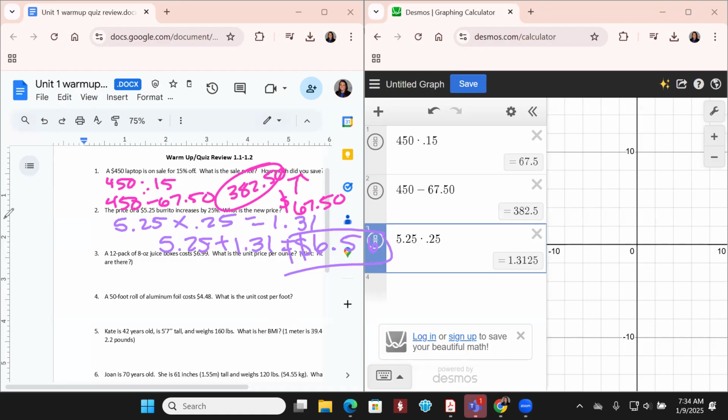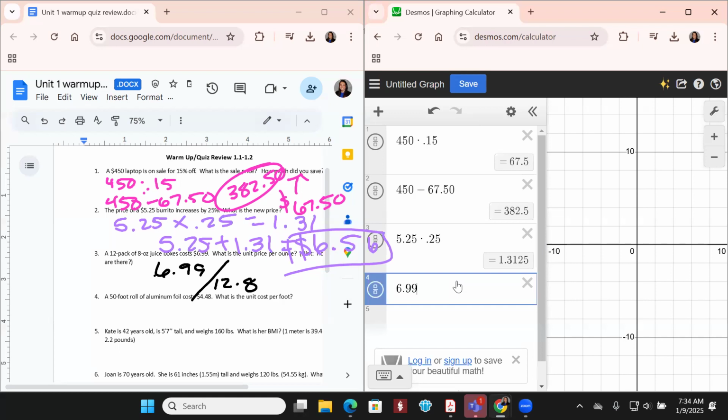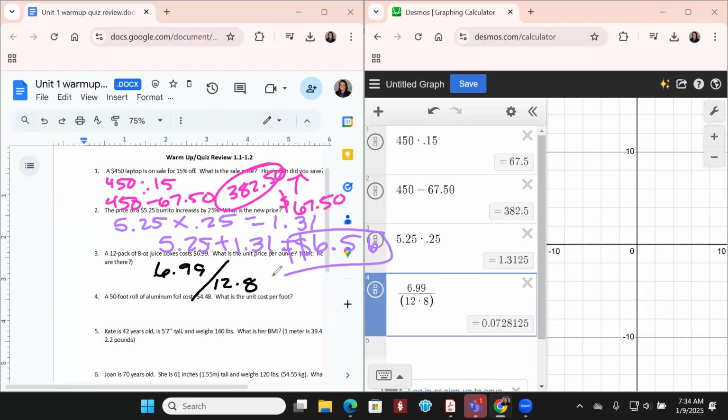Number 3, a 12-pack of 8-ounce juice boxes costs $6.99. What is the unit price per ounce? All right, so we're going to take $6.99 and divide it by 12 times 8. Why am I doing 12 times 8? There's 12 8-ounce boxes of juice, right? So each ounce is worth 7 cents. Okay. Questions on that one? Don't mess up that one. Got to pay attention. You got to read.